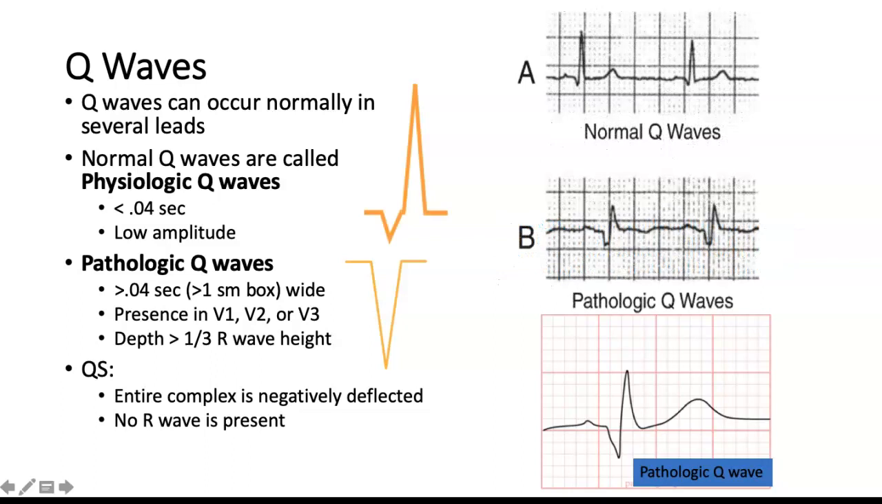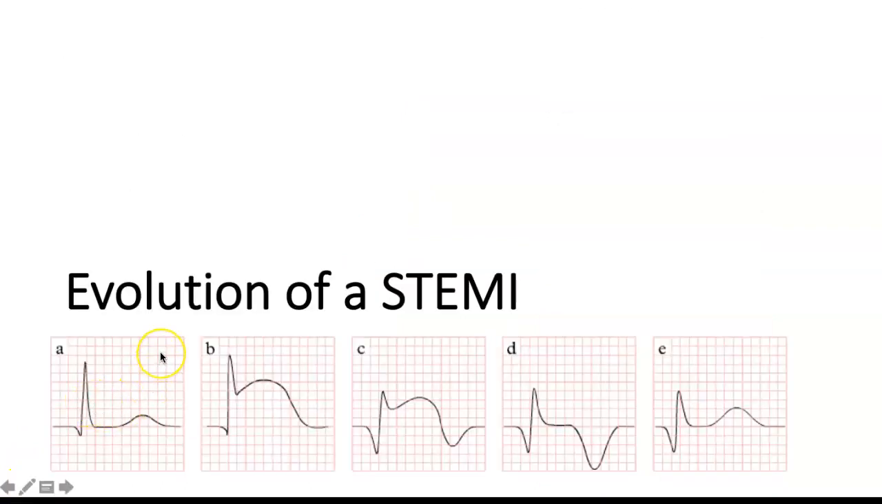So here's another example of normal Q waves. They are less than one small box wide with low amplitude. And down here in the B example, you can see that this Q wave is wider and the amplitude is greater than 1/3 of the R wave. So next we're going to talk about how the EKG tracing changes with a STEMI.